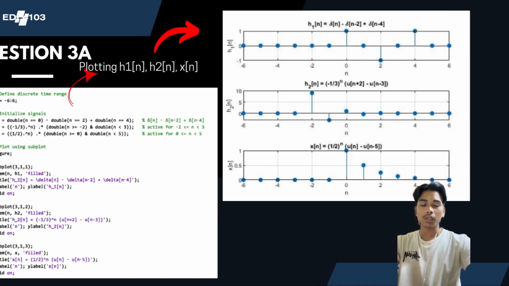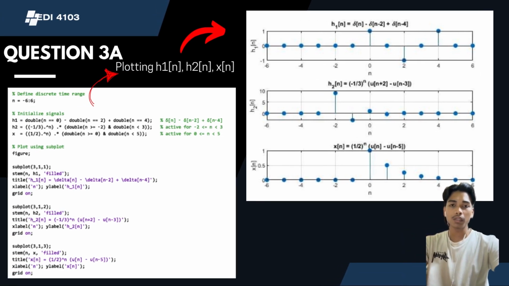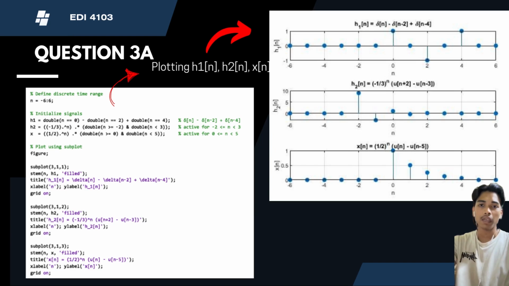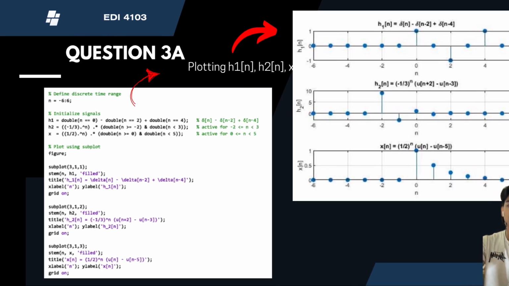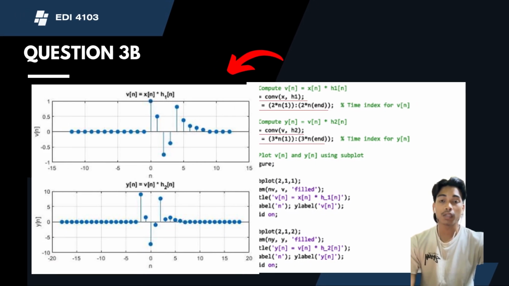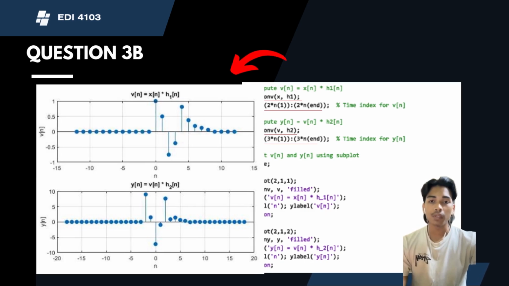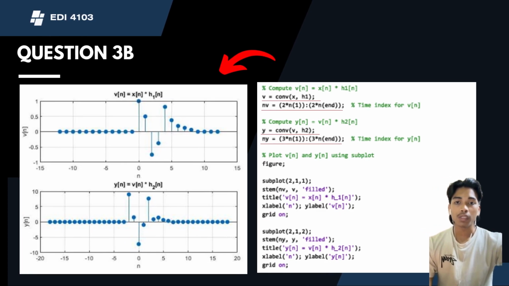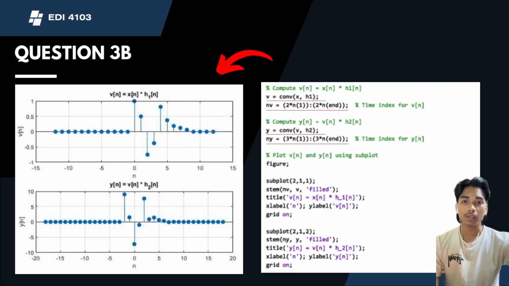Question 3a, which is we need to generate coding to plot H1n, H2n, Xn using subplot, and the right side figure is showing the result. Question 3b, which is using convolution to compute the value of Vn and Yn. So the result for both Vn and Yn was plotted using subplot like the left side figure.